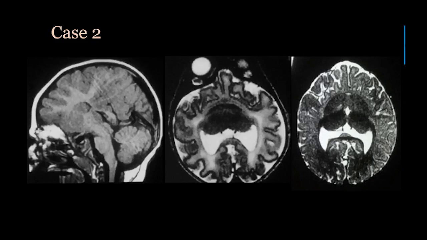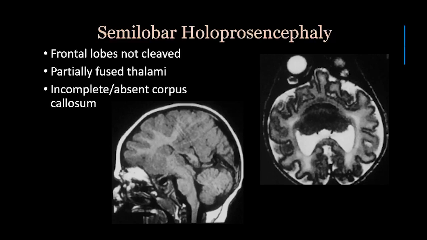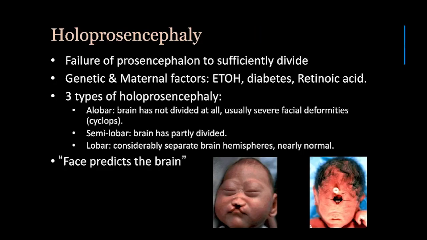Case number 2, I'll give you a few seconds. You probably noticed frontal lobes are not separated or cleaved. There is partial fusion of the thalami, and there is incomplete or absent corpus callosum. These findings are consistent with a semi-lobar holoprosencephaly. The term holoprosencephaly means failure of prosencephalon to sufficiently divide. It could have genetic and maternal factors as their etiology, such as ethanol, diabetes, and retinoic acid.